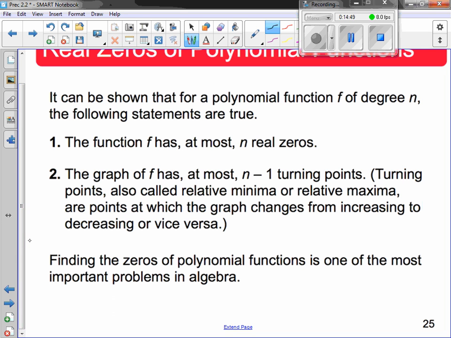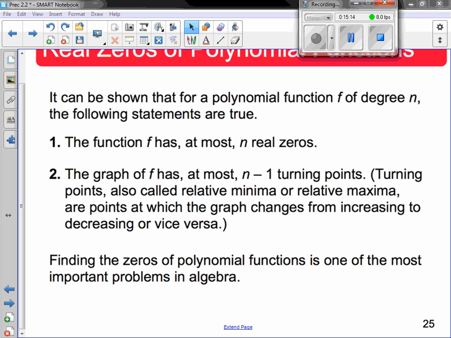The graph has at most n minus 1 turning points. Turning points are also called the relative minimum or relative maximum. They are points at which the graph changes from increasing to decreasing or vice versa. So where it turns. Turning points. It's where it turns from increasing to decreasing. Okay?